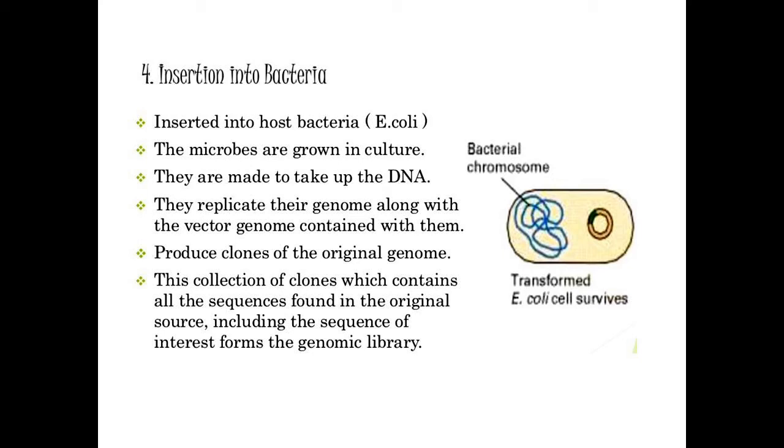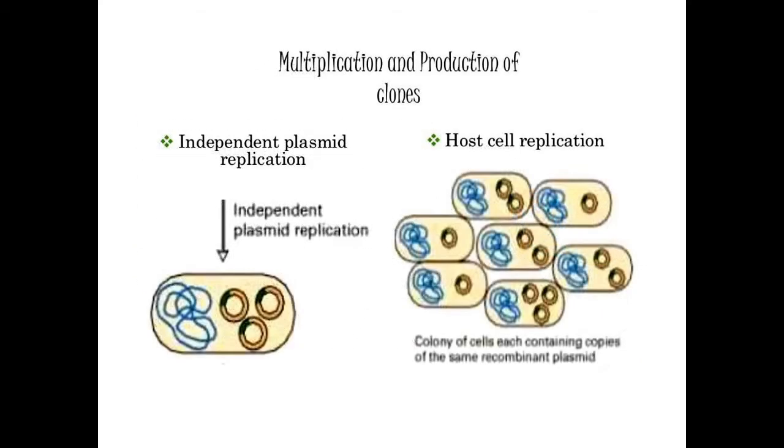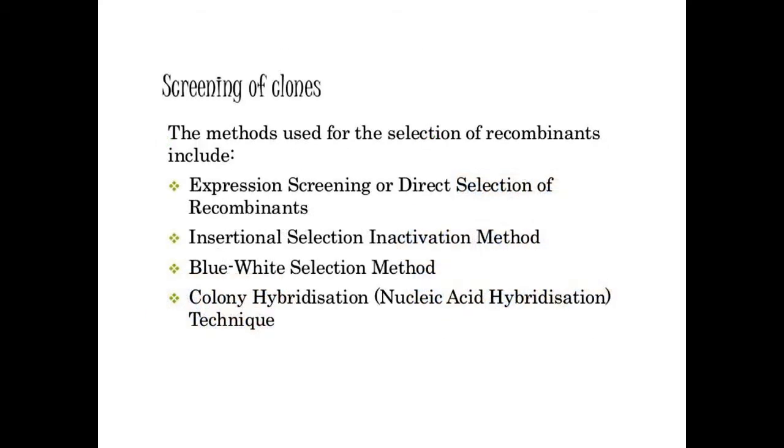So now we get a collection of clones which contain all the sequences found in the original source, including the sequence of interest. Now these all constitute what? They constitute the genomic library. Multiplication and production of clones is carried out by culturing these clones and then isolating DNA from them.